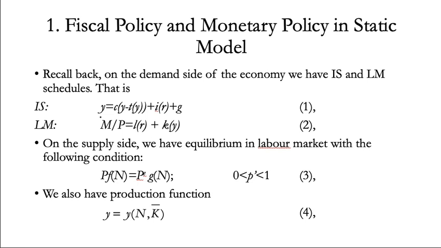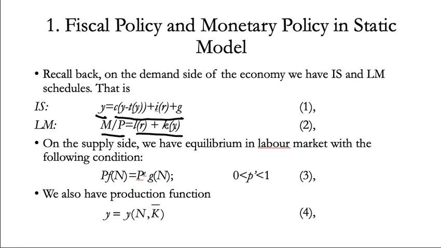IS here shows you equilibrium in the product market. Whatever is being produced has to be equal to whatever is being spent. Whatever is being produced refers to real output. Whatever is being spent refers to consumption, investment, and also government spending. On the other hand, we also have LM. LM shows you equilibrium in the money market. That means money supply on the left-hand side must be equal to money demand on the right-hand side.